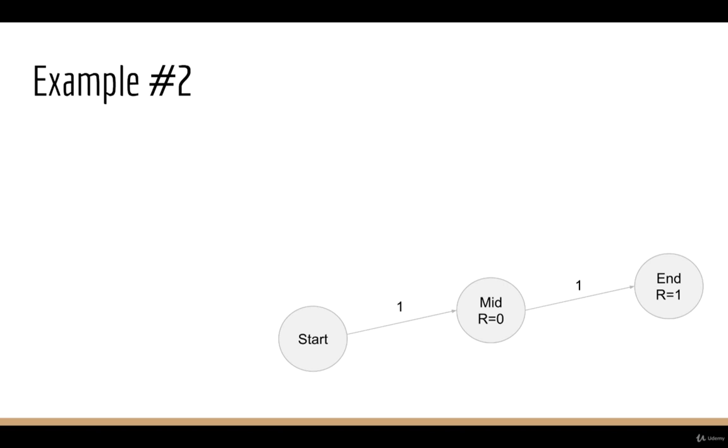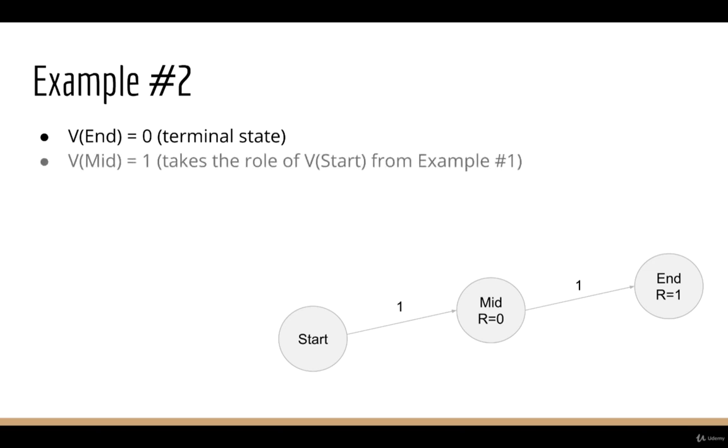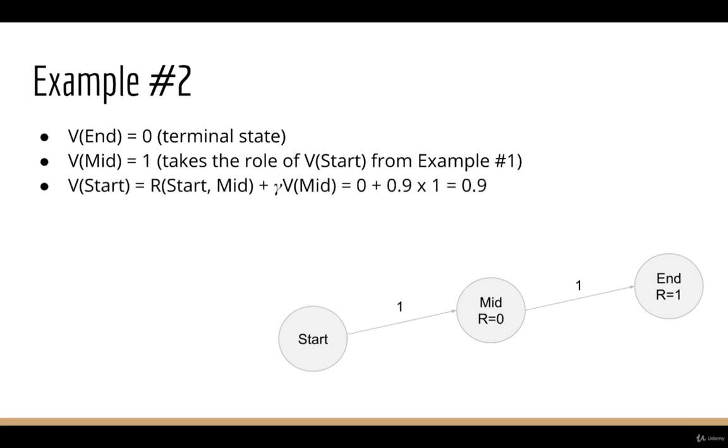So because v end is a terminal state, we already know its value is 0. In this example, v middle takes on the role of v start from our previous example, so v middle is 1 by the logic we discussed previously. Since this is all deterministic, we can use the Bellman equation in simple form to determine the value of v start, which is r plus gamma times v middle, which is 0.9.